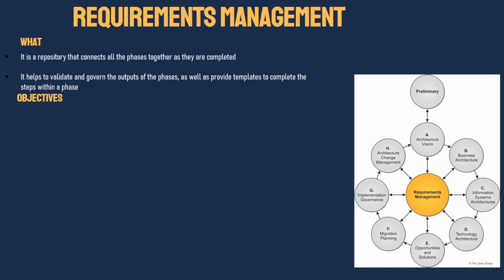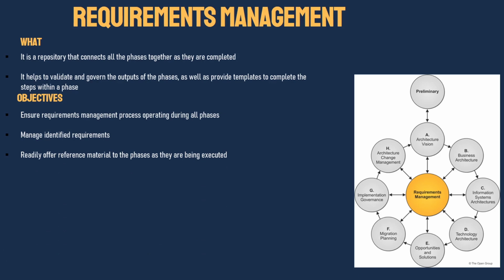A key objective of the requirements management phase is making sure that it is actually operational during all phases of the ADM. You are actively using it to pull ideas and reference material from, and you are constantly evolving the reference material and knowledge that exists within it. We want to manage requirements identified during each phase and readily offer requirements reference material so that you can get ideas and use those ideas when you need them.